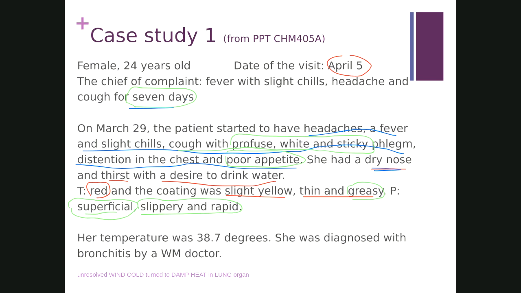So that means the diagnosis needs a little bit of modification here. Unresolved wind heat turned to heat, as well as damp heat, in the surface and the lung systems, as well as damp heat in the lung organ. So both the lung system in the surface and the lung organ internally have been affected. Wind, dry heat on the surface, and damp heat in the internal organs.